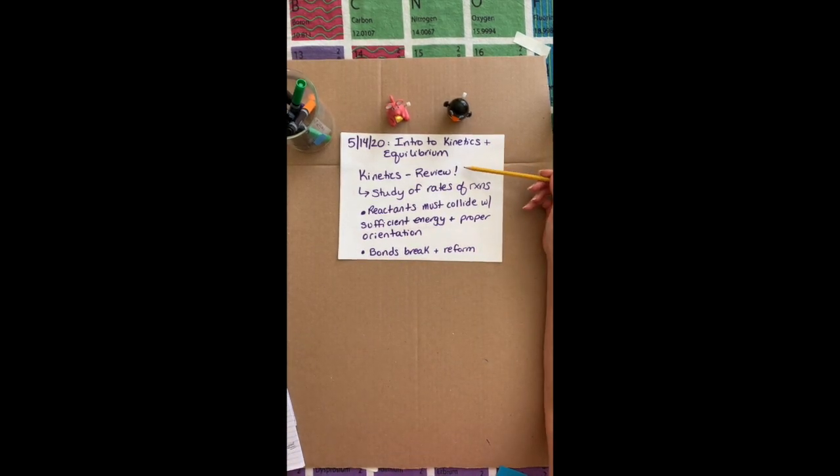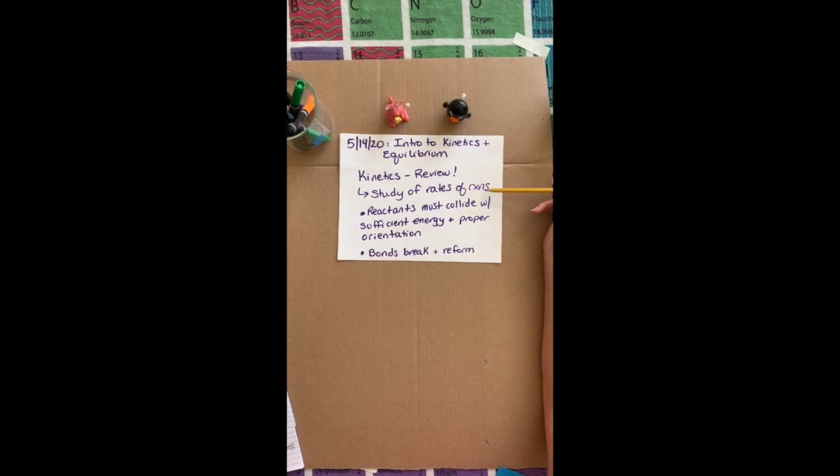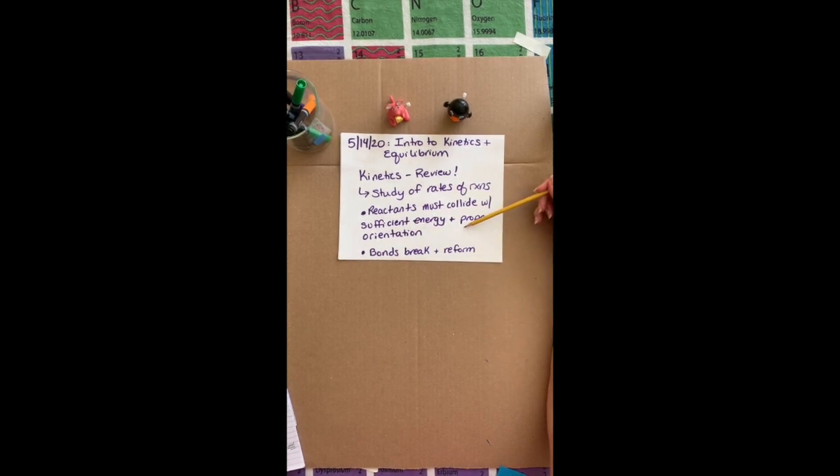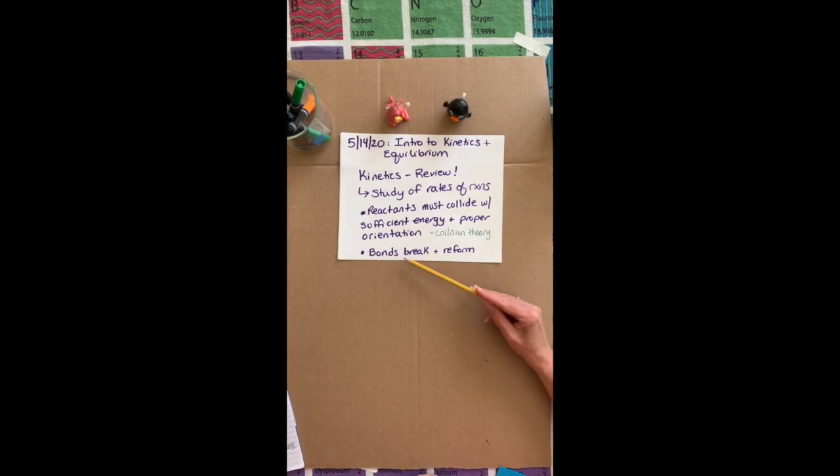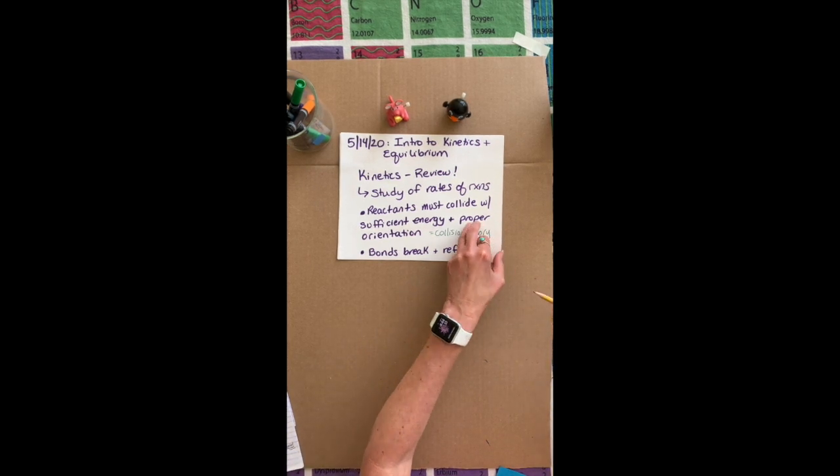So let's talk about kinetics today. And today's really a review mini lesson. And in kinetics, we study the rates of reactions. And as a reminder, for collision theory, reactants must collide with sufficient energy and proper orientation in order for a reaction to occur. And this is known as collision theory. When chemical reactions occur, bonds are broken and then new bonds are reformed. And there's a new mixture of products that result.